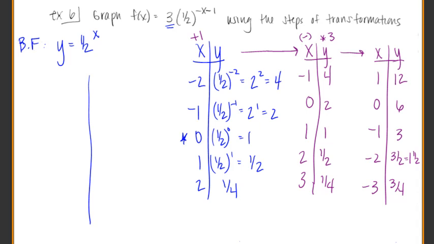Okay, we need to go pretty high with this. So at 1, we're way up at 12. Way up there at 12. Okay. At 0, we're at 6. Right there. The reason why this is so stretched out is because of that 3 out front of our function, stretching it vertically by 3. That's why it's so crazy right now. At -1, we're up at 3. At -2, we're at 1.5. And at -3, we're at 3/4.